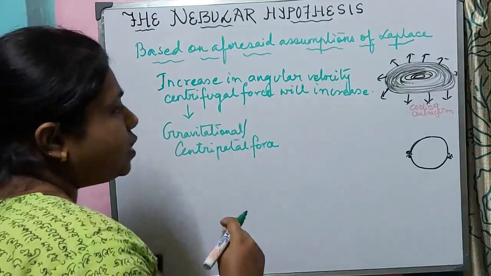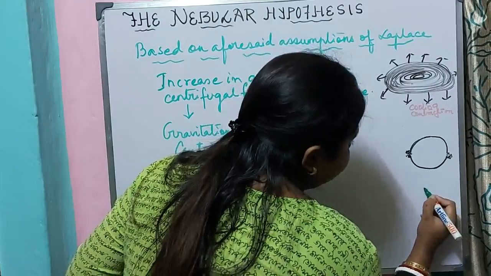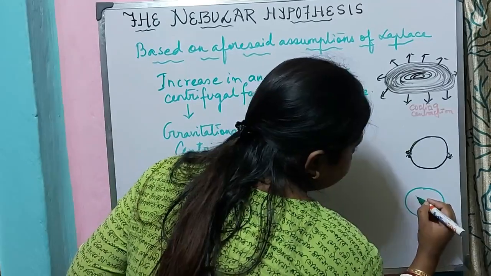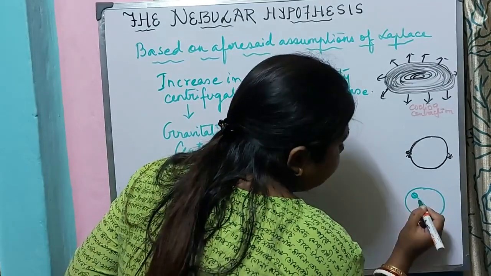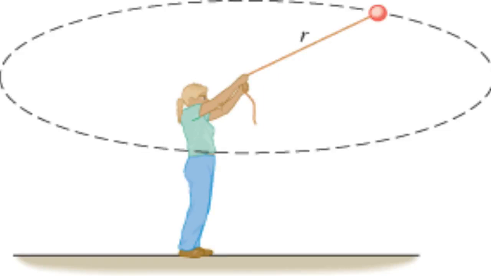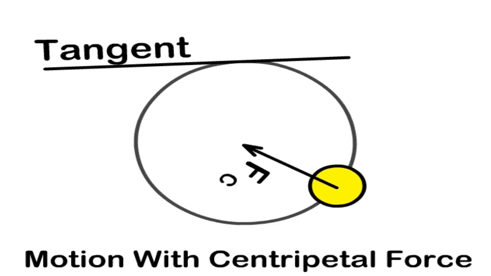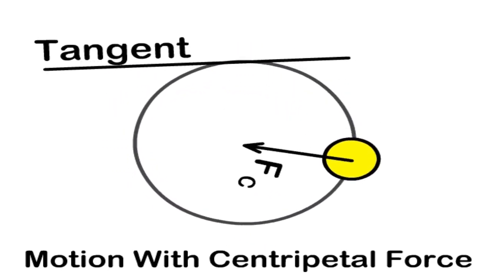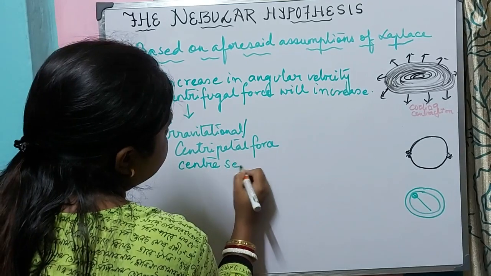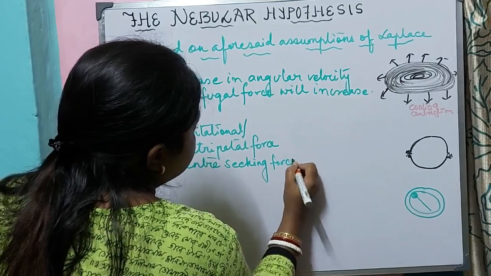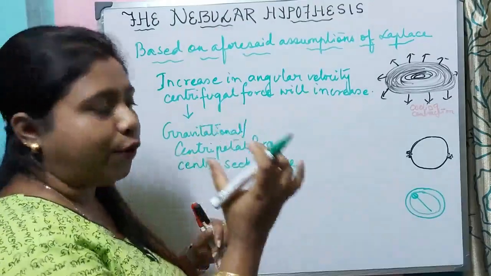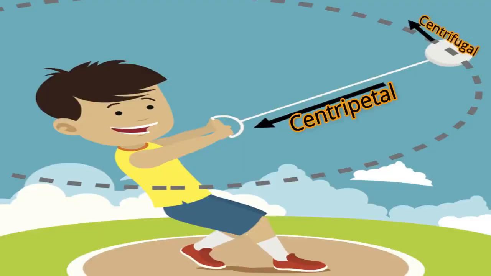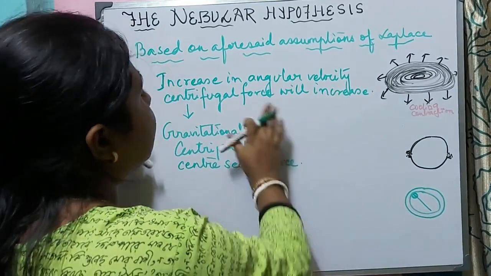Just let me explain it again. Suppose you have a string and you have tied one stone in that string, and as you are rotating the string, you will see the string is constantly rotating, right? That is referred to as a centripetal force, and we can also say the center seeking force. As you're rotating it, it is attracted towards the center, right? And as you just leave the string, you will see that it will just go away. So that is referred to as the centrifugal force. So centripetal force actually leads to the centrifugal force.